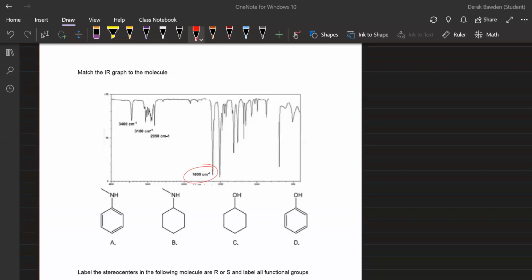I know this is a new topic. This might scare you a little bit. Anything close to 1600 is going to be a C double bond C. Does anyone remember the 1700s? 1700s are a C double bond O. Just keep that in mind. All right, then we've got just below 3000. What is this?